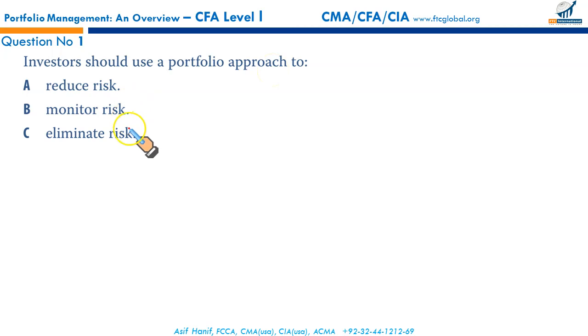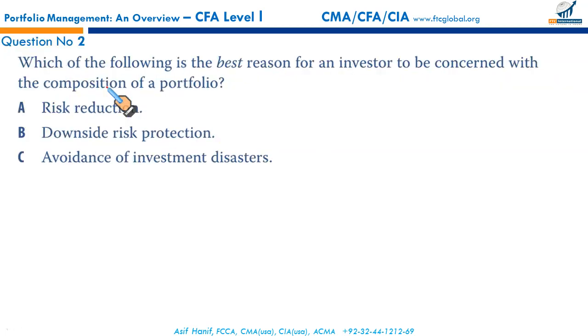Reduce risk, monitor risk, or eliminate risk. When an investor combines different assets into a portfolio, such a combination should reduce the portfolio's risk by reducing the volatility of the portfolio's returns. So it reduces the portfolio risk. That makes A the correct option.